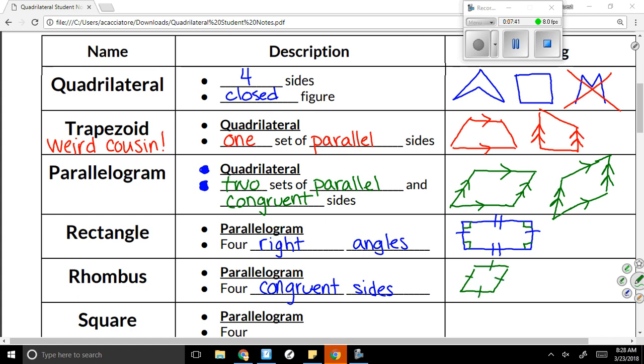So there's an example of a rhombus, and you can see that I've got 4 congruent sides there. And because it's a parallelogram, I still have 2 sets of parallel and congruent sides, and it still is a 4-sided closed figure because it's a quadrilateral. All right, I'm going to have to move my sheet down just a little bit, so make sure that you have what I have so far.